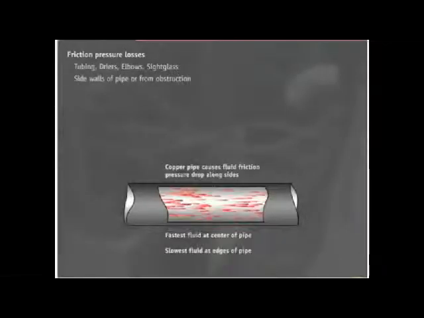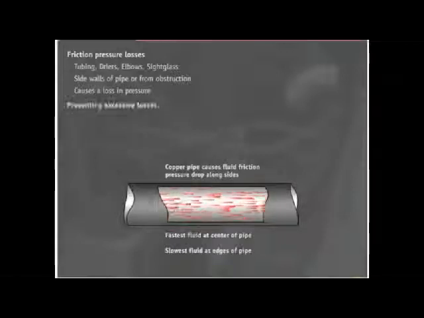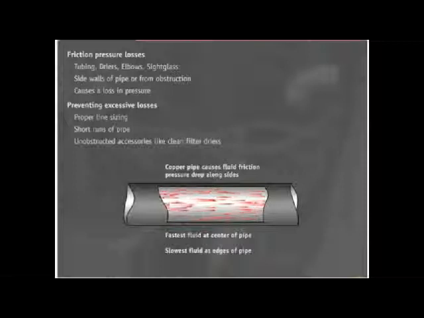Some of the fluid energy is used to overcome friction from the sidewalls of the pipe or from an obstruction such as the filter dryer. This lost energy in the fluid causes a loss in pressure, which is why liquids must be subcooled before experiencing these pressure drops to prevent liquid flashing. Proper line sizing, short runs, and unobstructed accessories like clean filter dryers can prevent excessive friction pressure drops.